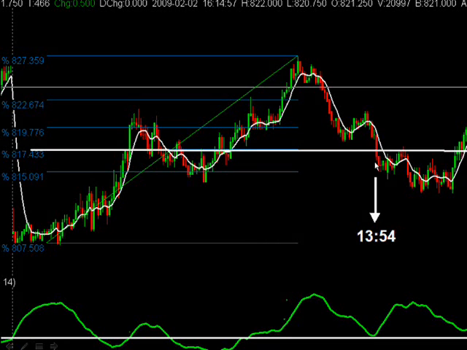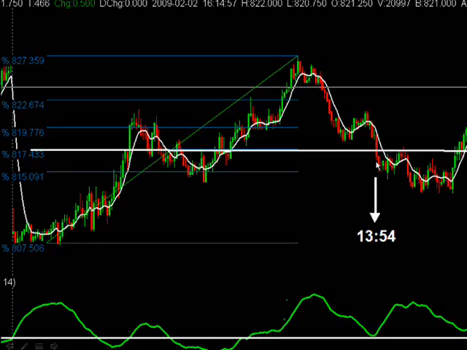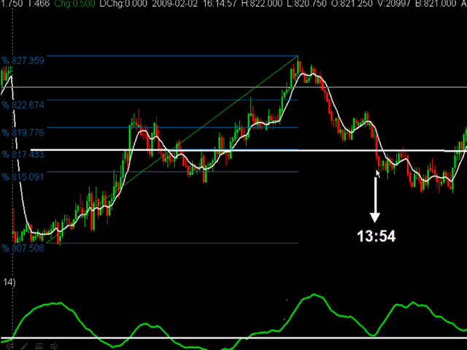And I'm showing you this because the trade did set up just prior to that, and I'm going to show you why I did not take it. So this bar here, when it closes, we're now in a downtrend, technically.